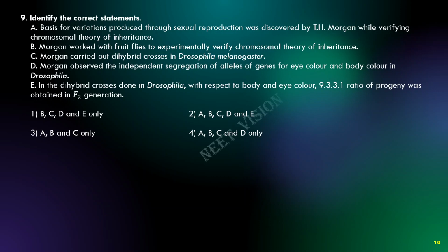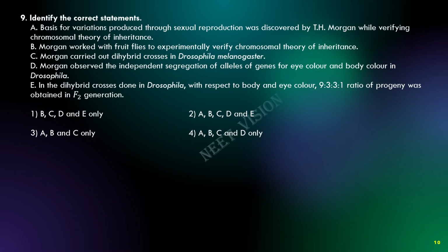A is correct. Morgan worked with fruit flies to experimentally verify the chromosomal theory of inheritance. This is also correct. Morgan carried out the hybrid crosses in Drosophila melanogaster. This is also correct. A, B, C are correct. Morgan observed the independent segregation of alleles or genes for eye color and body color in Drosophila.